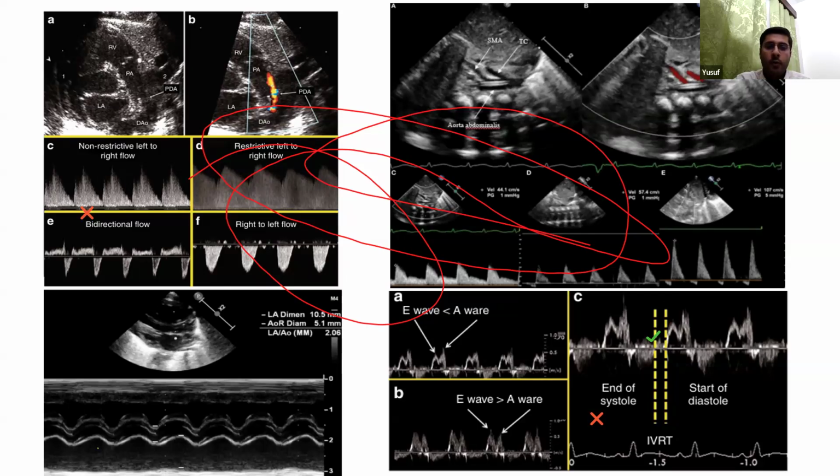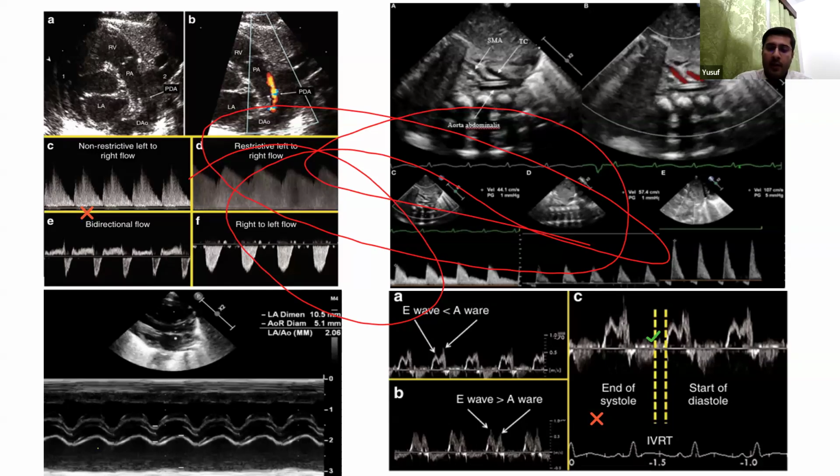This is also known as pseudo-normalization of E to A, because the E-A ratio is more than 1 usually in older infants. And here a preterm baby is having a waveform which is similar to what is perceived to be normal in older babies. So this is also known as pseudo-normalization of the E-A ratio.